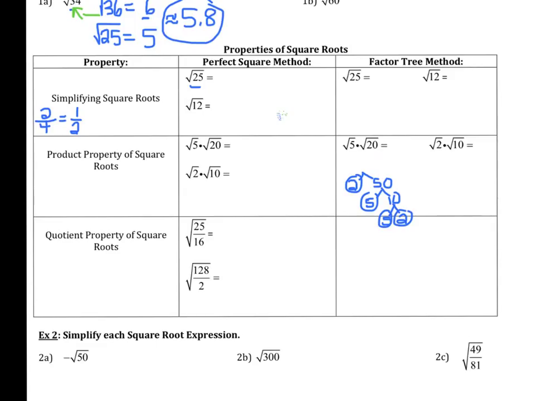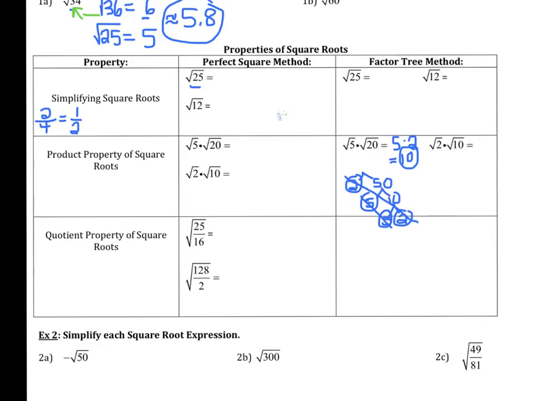Well, the 5 and the 5 partner up. They get out of jail. They're free. But so do the 2's. That 2 and that 2 partner up and get out of jail. So they're also out of jail. When they're both out of jail, you multiply them together. And 5 times 2, sure enough, is 10.